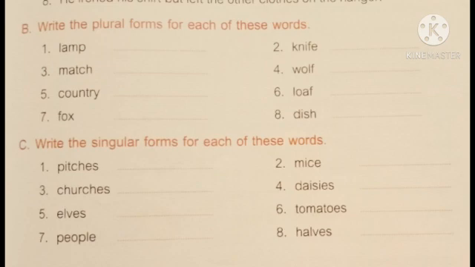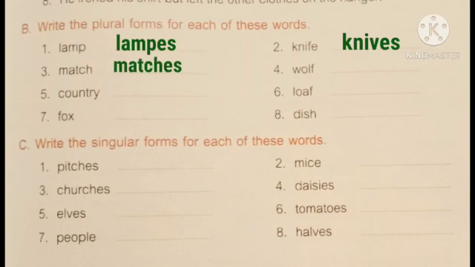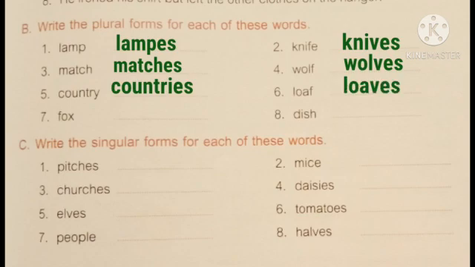First one, lamp, lamps, we are adding s. Second, knife. So in place of fe we are adding ves, knives. Third, match, matches, we are adding es. Fourth, wolf. In place of f we are adding ves, wolves. Fifth one is country. So in place of y we are adding ies, that is countries. Sixth, loaf. Again in place of f we are adding ves, loaves. Seventh, fox, foxes. Eighth, dish, dishes.